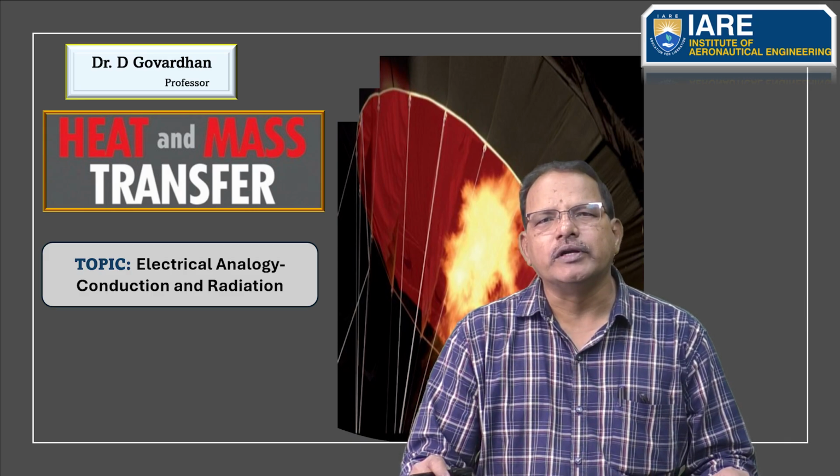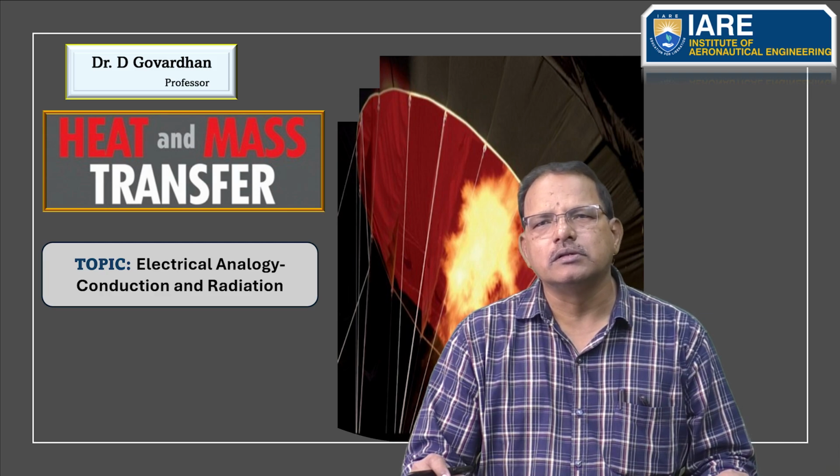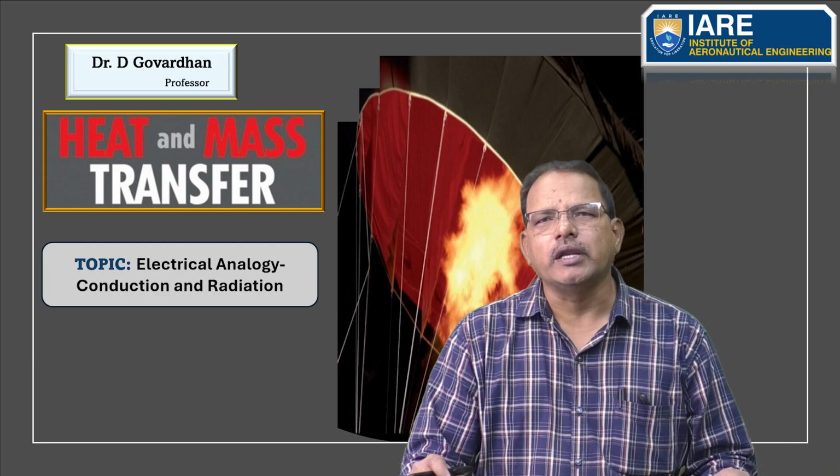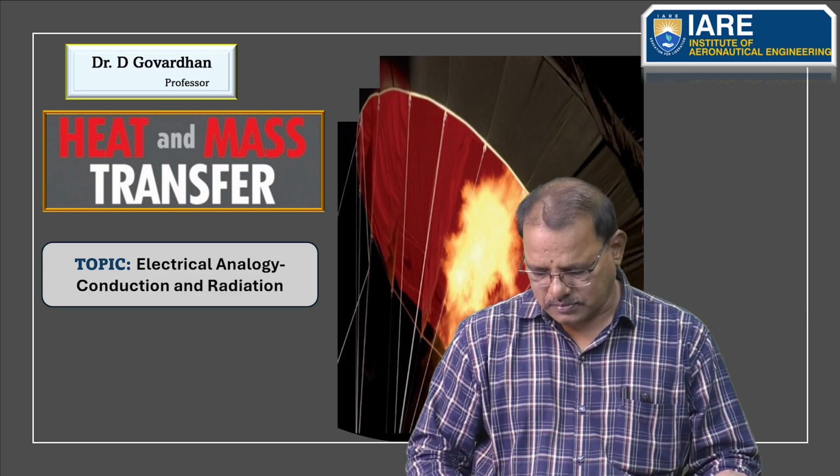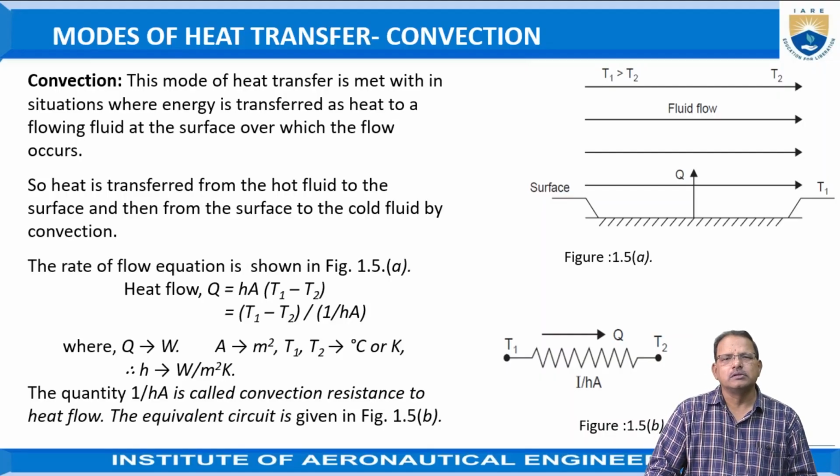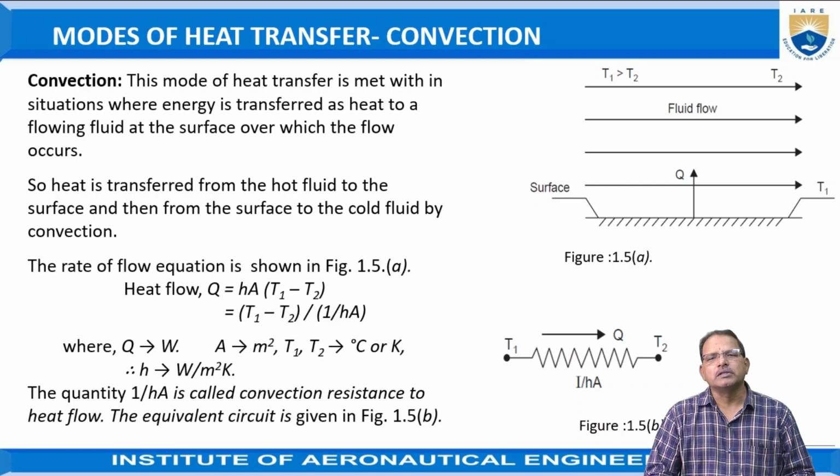Today we are discussing the electrical analogy for convection and radiation processes in the heat and mass transfer subject. Convection process: it generally takes place in liquids as well as gases. That is, the heat energy flows in liquids as well as gases generally follow the convection process.